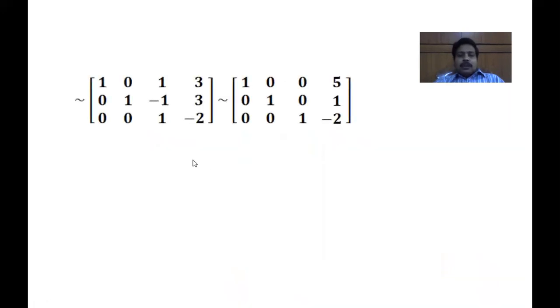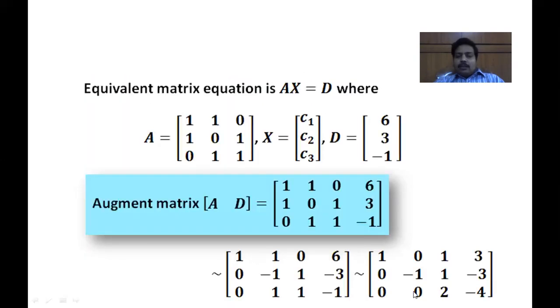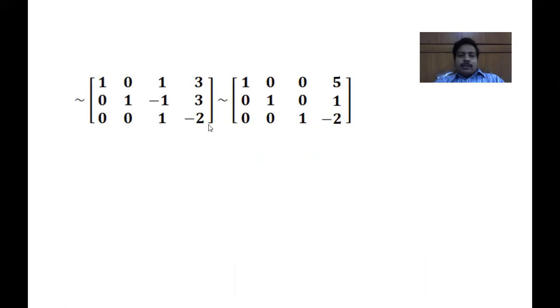So that can also be further converted. Here we have 2, 4 in the last row, 2 minus 4. By dividing by 2, I'll get 1 and minus 2. And using this one, I can make these two zeros. So again, R1 goes to R1 minus R3.